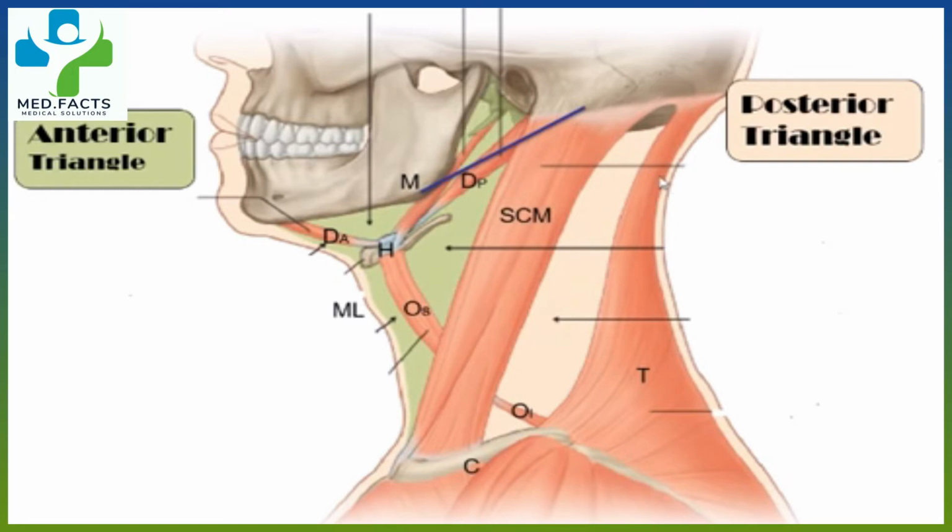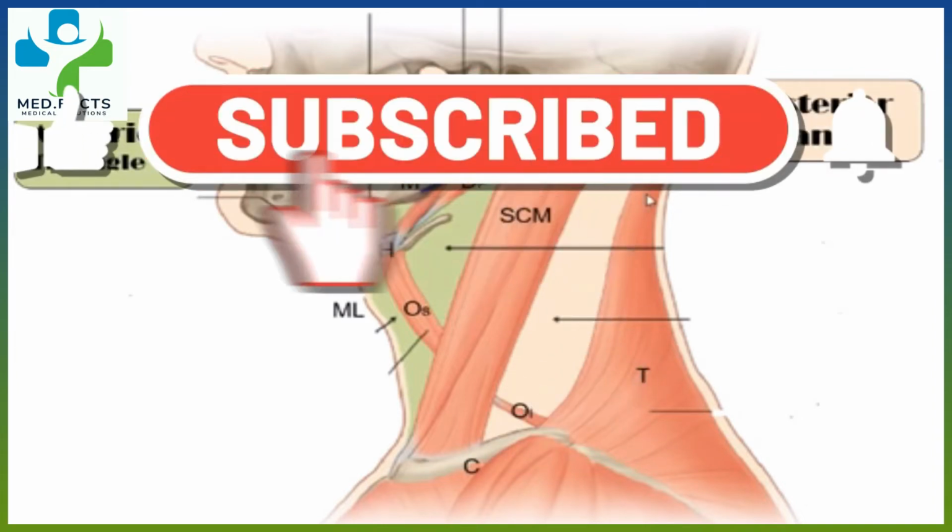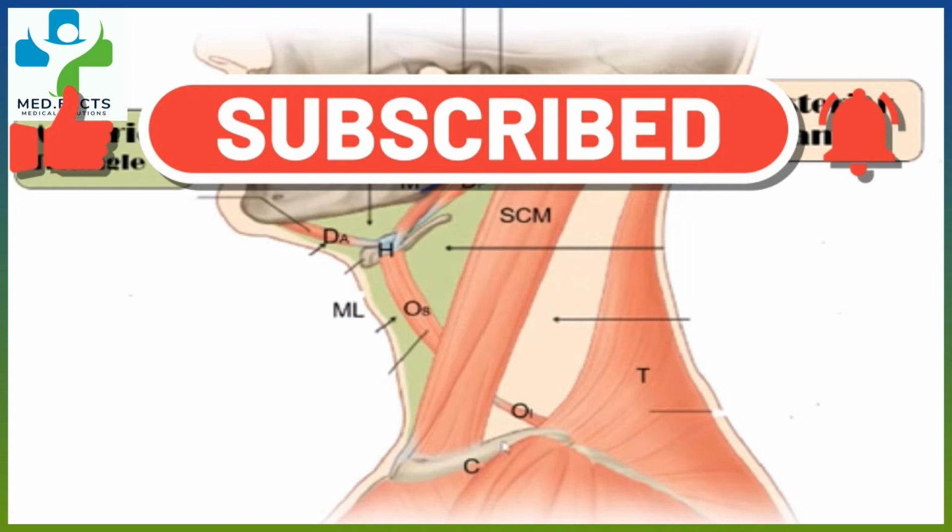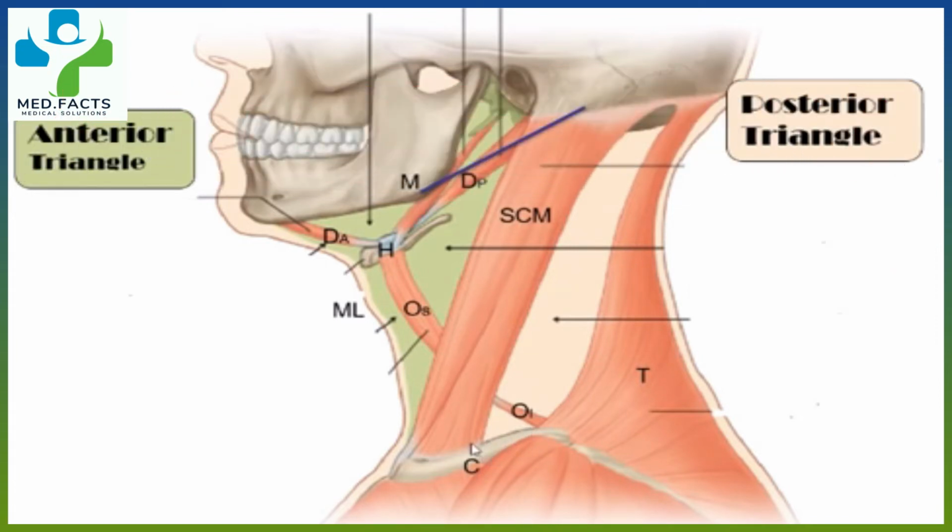Now if they ask you the boundaries of the posterior triangle, this is the posterior triangle here, with the apex towards the occiput and the base toward the clavicle. In the front we have the sternocleidomastoid. The posterior border of the sternocleidomastoid will form the anterior boundary. Below we have the clavicle, and behind we have the trapezius. So the anterior border of the trapezius, and below the middle 1/3 of the clavicle, which forms the base. So this is the base and here is the apex. Where the two muscles, the sternocleidomastoid and trapezius, meet, that forms the apex.